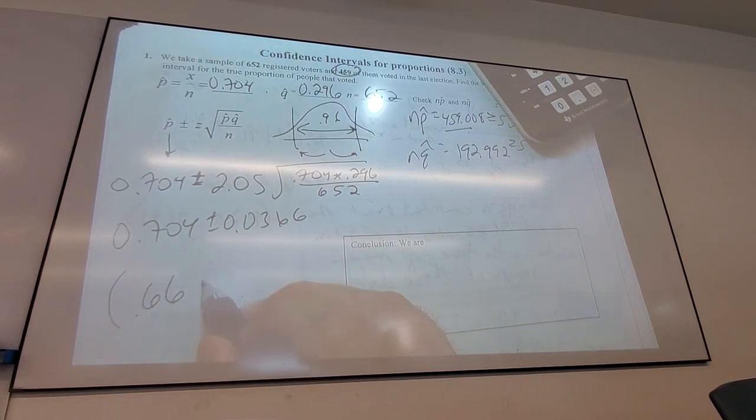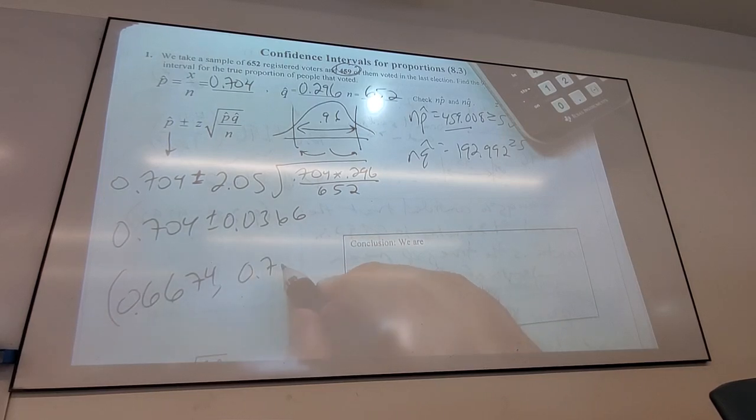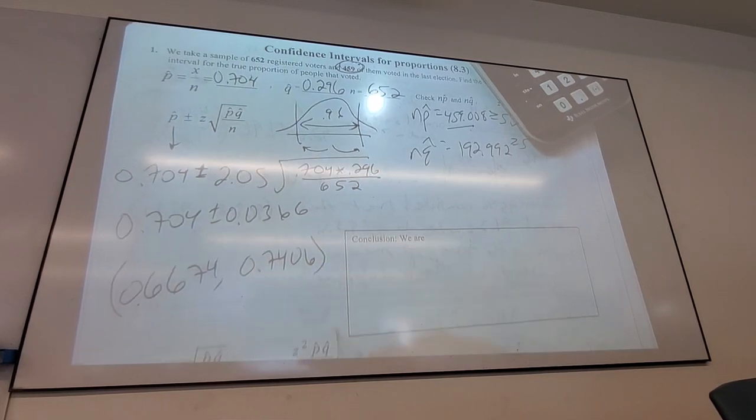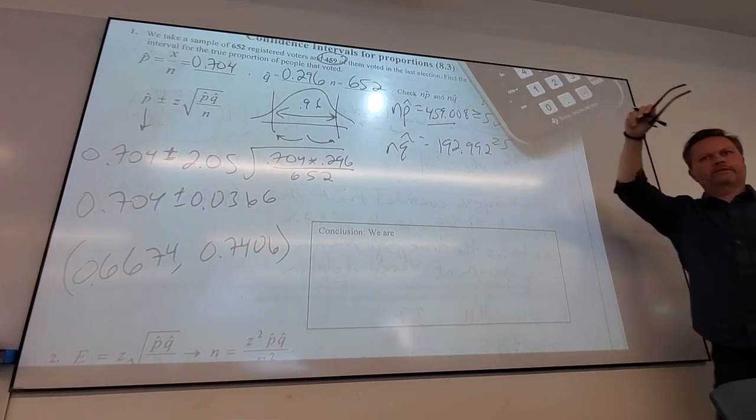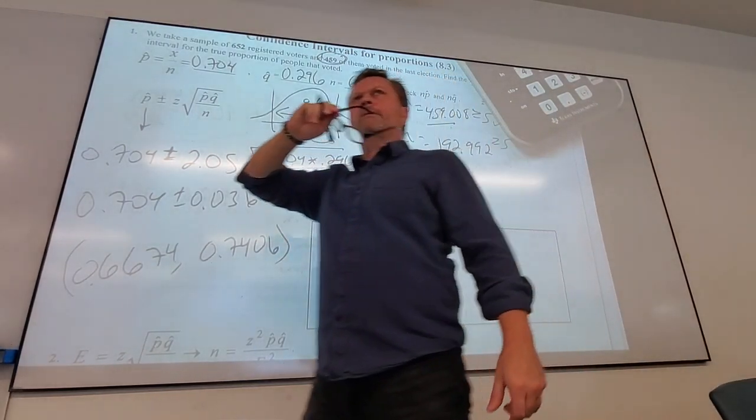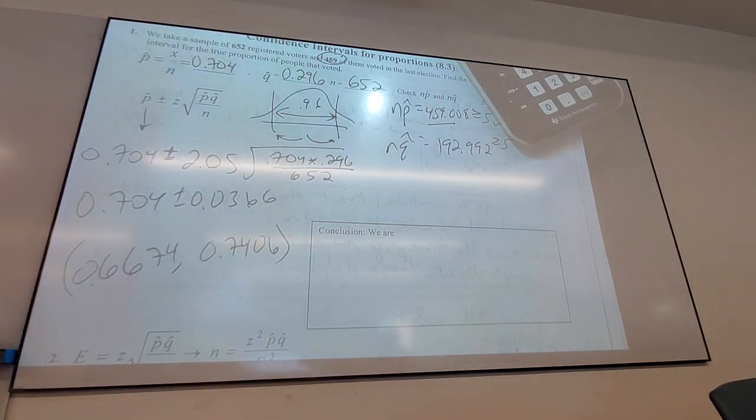6, 6, 7, 4, up to. Yeah, I like it. And that's just adding and subtracting the 0.0366, yes? So take a minute and see if you can write the conclusion.